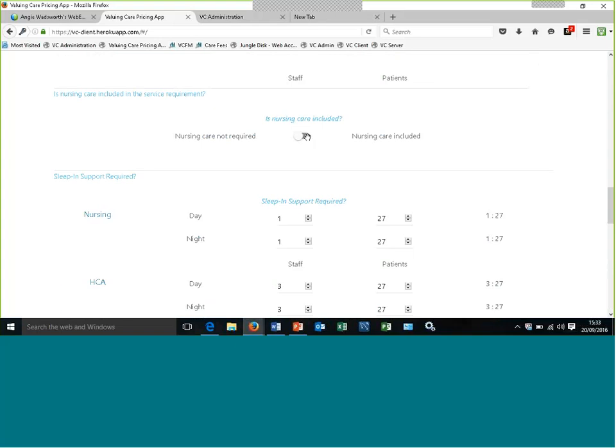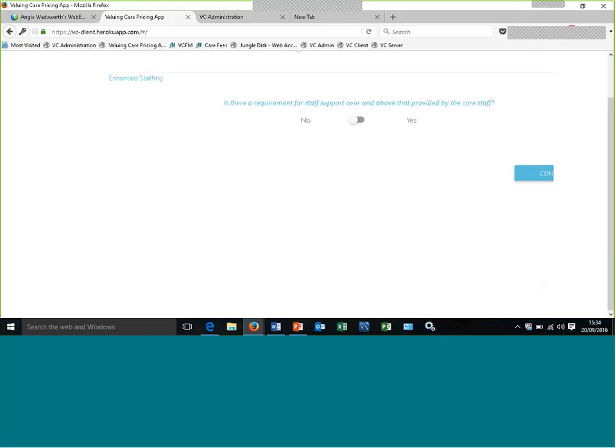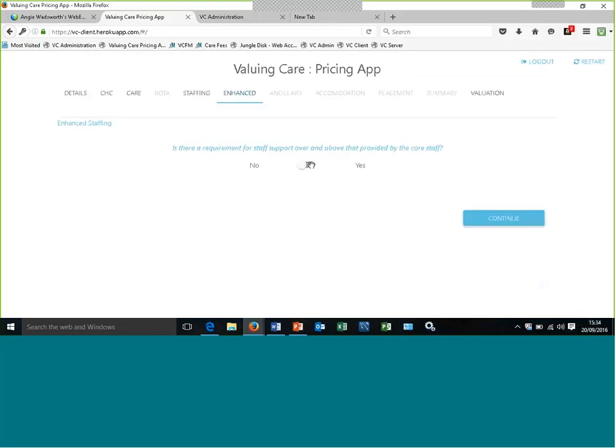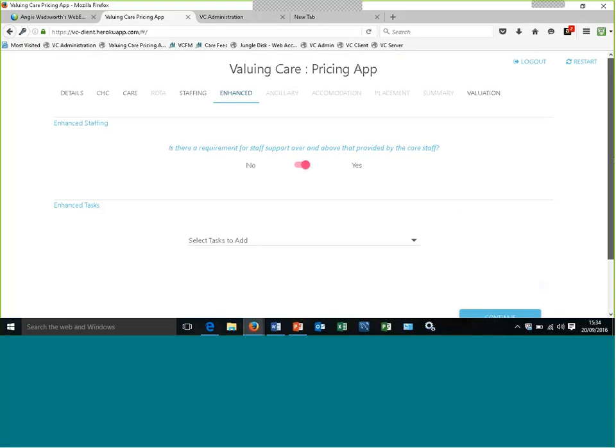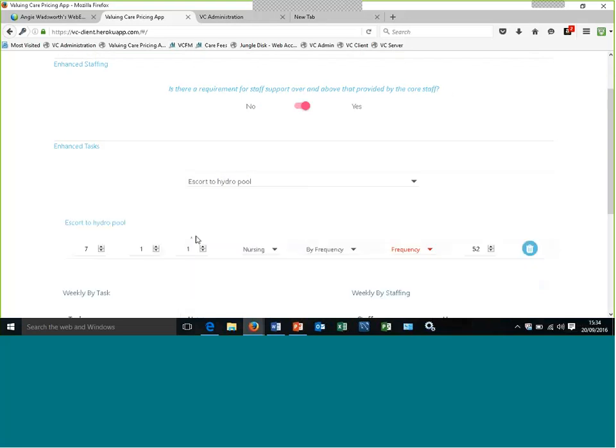Okay. I'll say we do want some default nursing care in there as well. Okay. So I'm now going to continue. And my patient this time does require additional tasks. So it's very important that they have a hydropool session. This hydropool is external, so it takes 60 minutes, and I need that 3 times a week. And it only takes one person to do that for me.